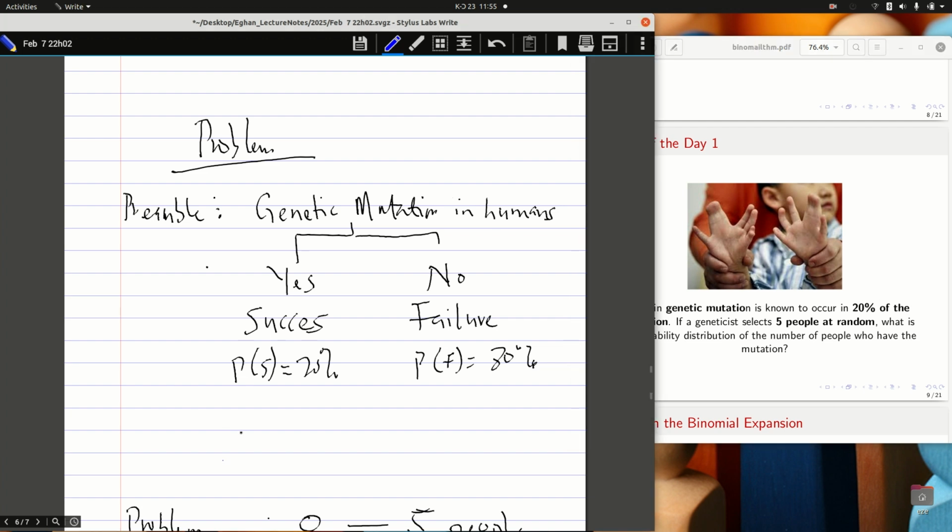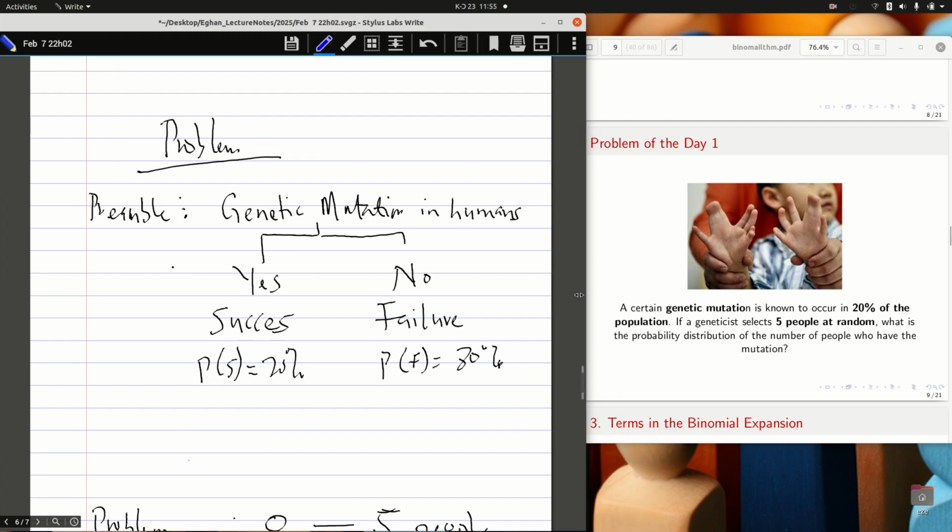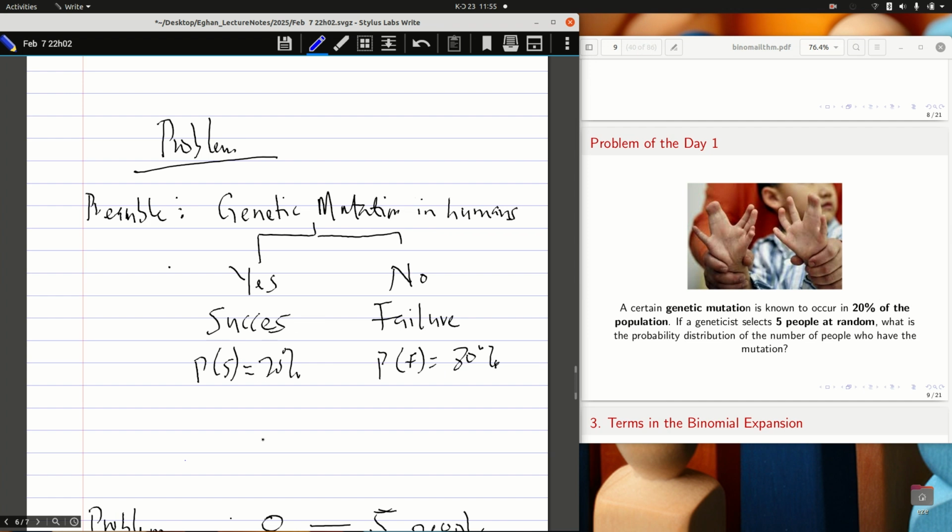Let me reduce this so you can see the problem of the day very well. It is looking at some genetic mutations in humans. You want to read on this. The image should tell you what mutations are. Some deficiencies in human. Either you have the mutation, yes, or you don't have the mutation, no. If it's yes, I'm assuming it's a success. Not success in a positive way, but you have it. If it's no, it's a failure, you don't have it.